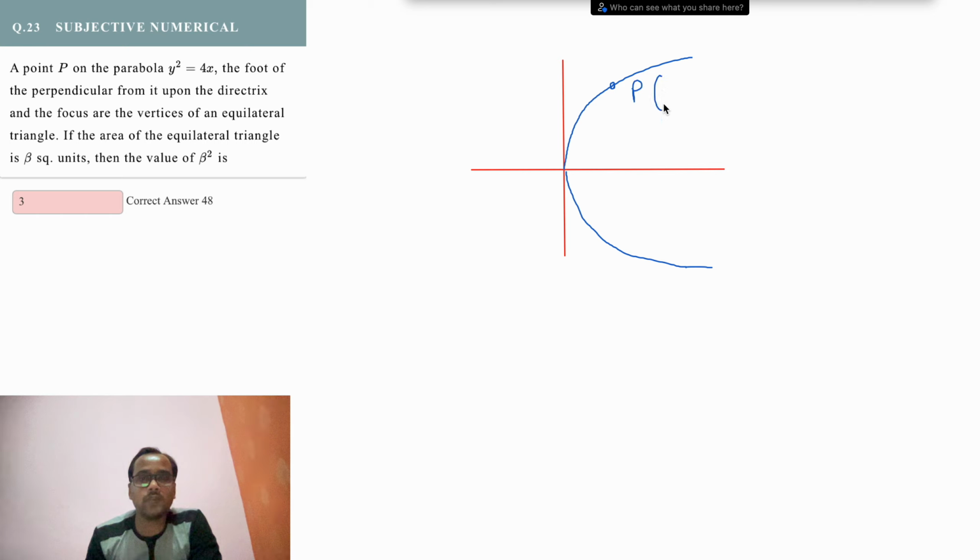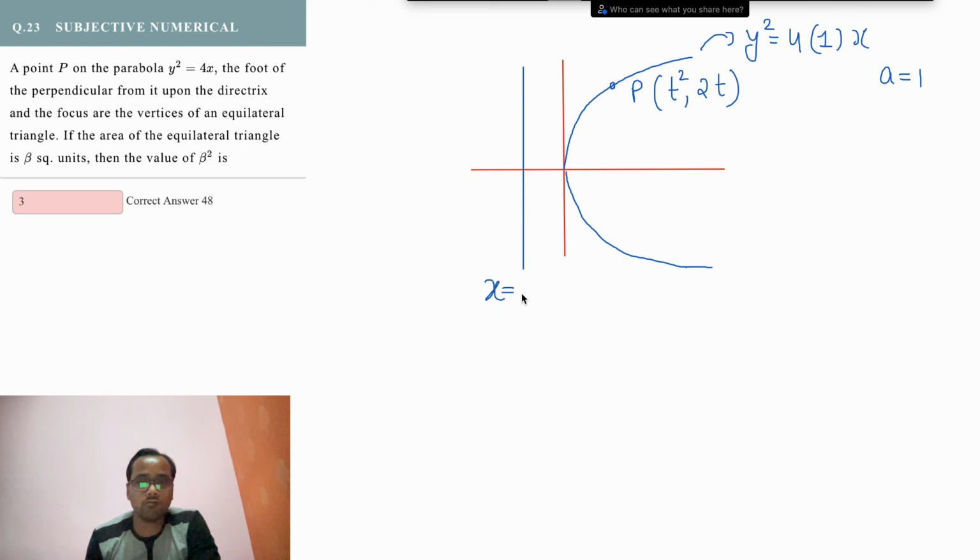A general point P can be taken as (at square, 2at), since y square is equal to 4 into 1 into x, so a here is 1, if you compare with y square equal to 4ax. So point P can be taken as (at square, 2at), that means (1t square, 2t). And you know the directrix of this parabola will be x equal to minus a, that is minus 1. So x equals minus 1.